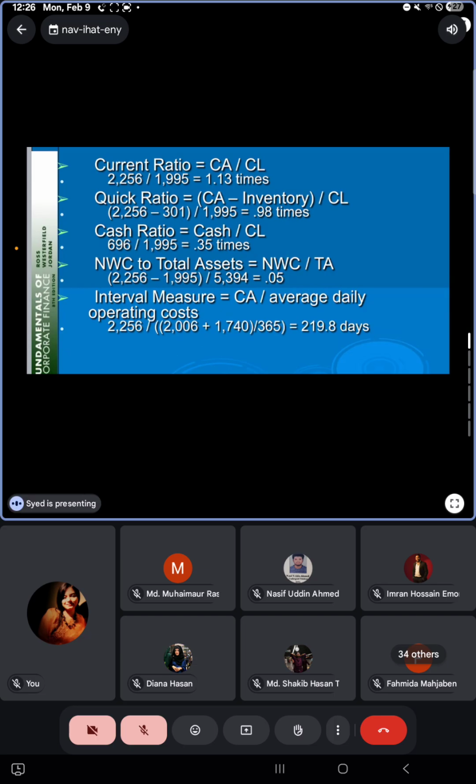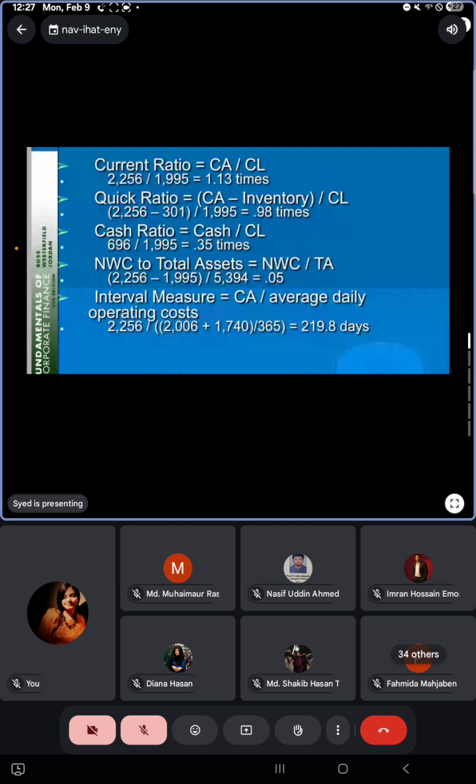So let us now interpret. Interval measure 219.8 days implies the firm can operate its daily activities for 219.8 days without further current asset investment. The firm can operate daily activities for 219.8 days without further current asset investment. So if you are not increasing investment in current asset, you can operate for 219.8 days.